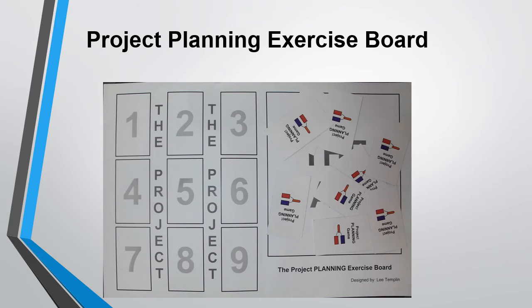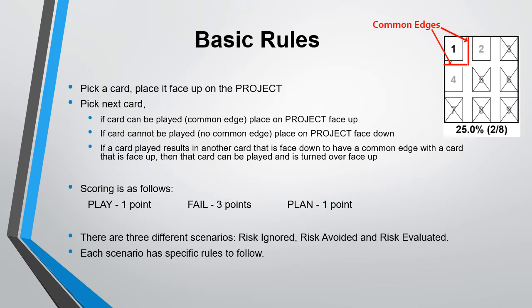This is the project planning board with the cards shuffled in the yard. Basic rules. Pick a card and place it face up on the project. Pick the next card. If the card can be played, that is, it has a common edge, place it on the project. If a card cannot be played, no common edge, place it on the project face down. If a card played results in another card that is face down having a common edge with a card that is face up, then that card can be played and is turned face up.